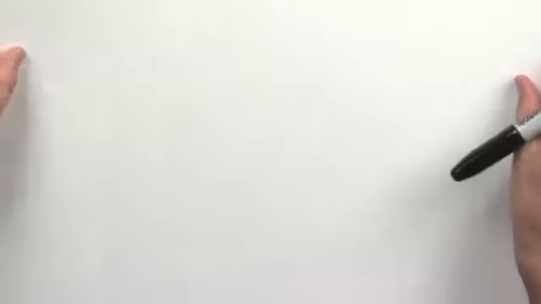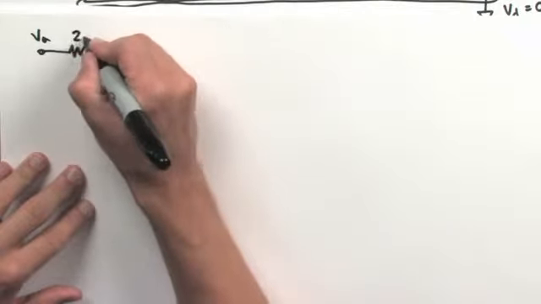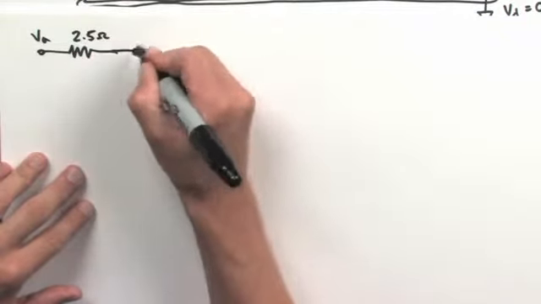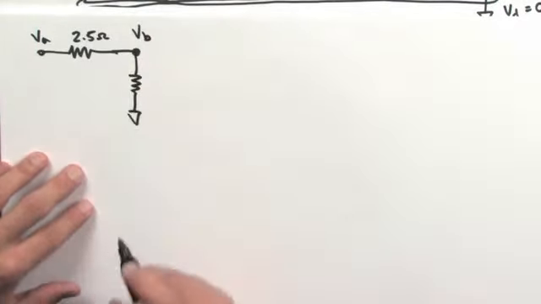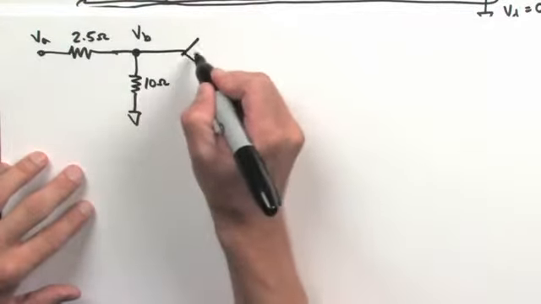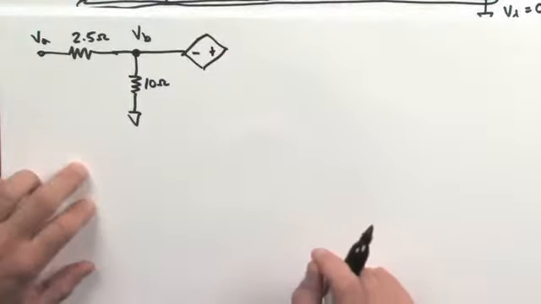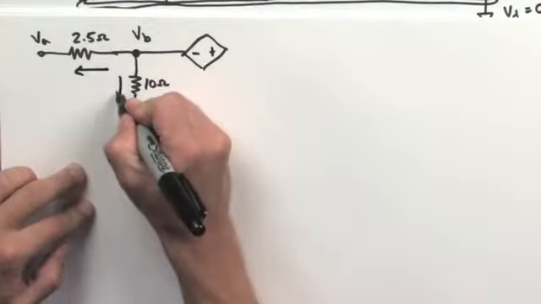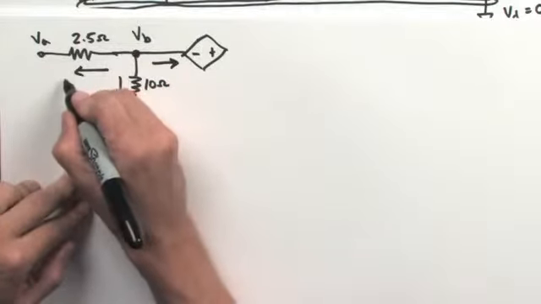Now we're going to move on to node B. So I'm going to redraw node B. We have the voltage at node A connected through R2, which is a 2.5 ohm resistor, to node B. Node B is also connected down to our 0 volt reference through a 10 ohm resistor, and it's connected directly to the low side of the dependent power supply. Again, I'm going to assume that all of my currents exit the node, and those are going to be positive values if they're exiting the node.